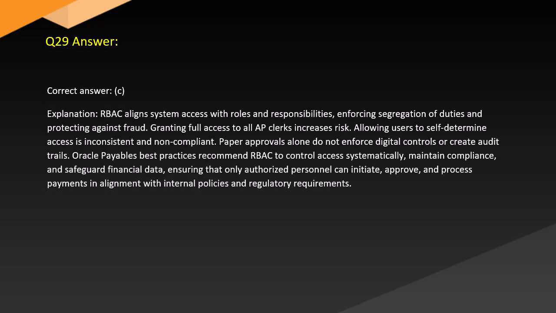Answer. Correct answer. C. Explanation. RBAC aligns system access with roles and responsibilities, enforcing segregation of duties and protecting against fraud. Granting full access to all AP clerks increases risk. Allowing users to self-determine access is inconsistent and non-compliant. Paper approvals alone do not enforce digital controls or create audit trails. Oracle Payables best practices recommend RBAC to control access systematically, maintain compliance, and safeguard financial data, ensuring that only authorized personnel can initiate, approve, and process payments in alignment with internal policies and regulatory requirements.